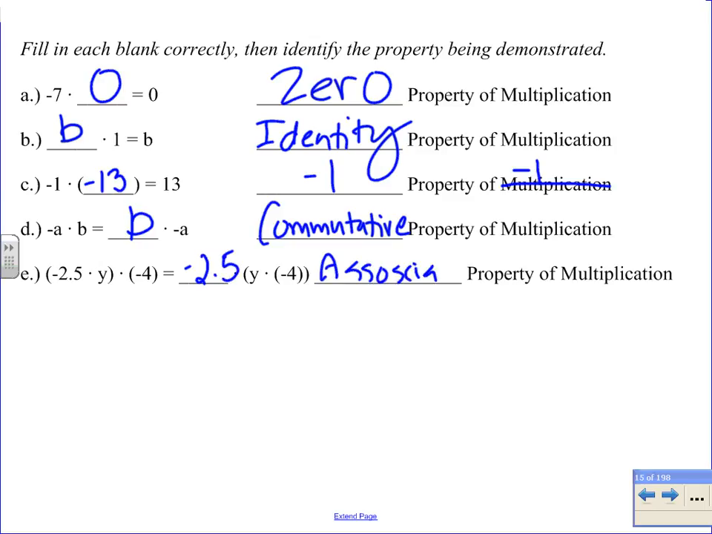And this is the associative property of multiplication. Annalise, what does that property tell us? Good job. However you group the numbers doesn't matter. It's the associative property of multiplication. Okay, questions on the properties today? Give me a thumbs up, thumbs middle, thumbs down on the properties.